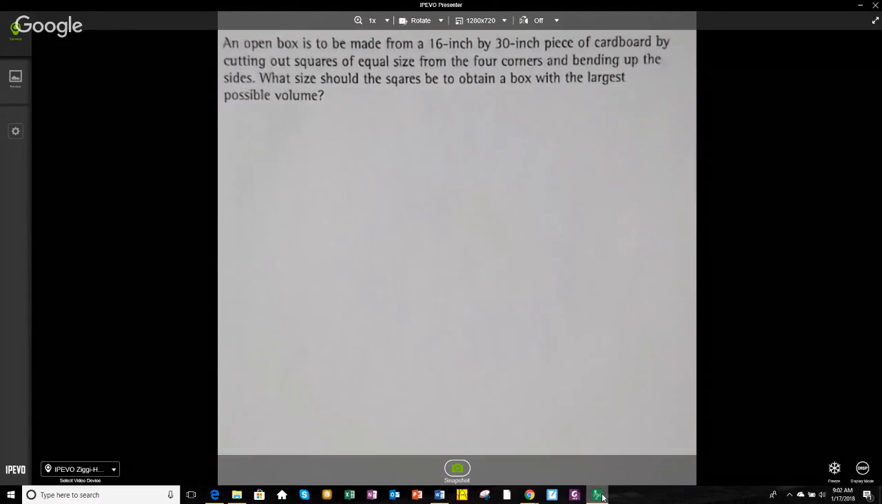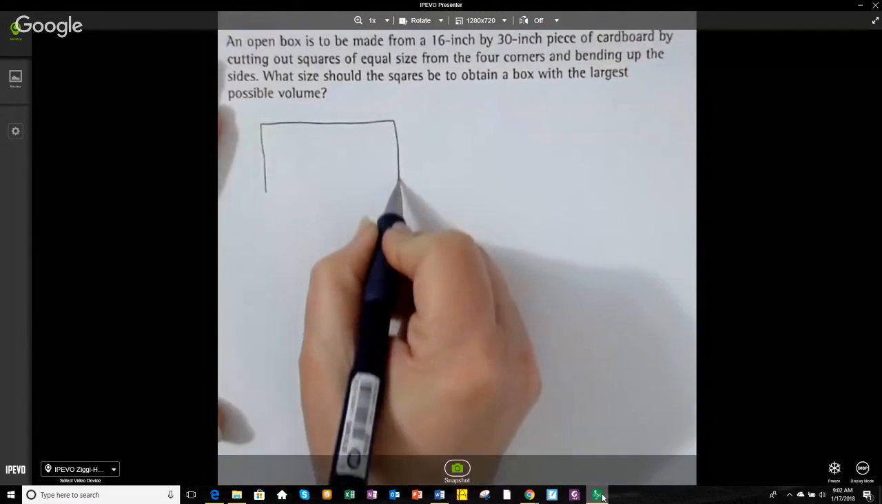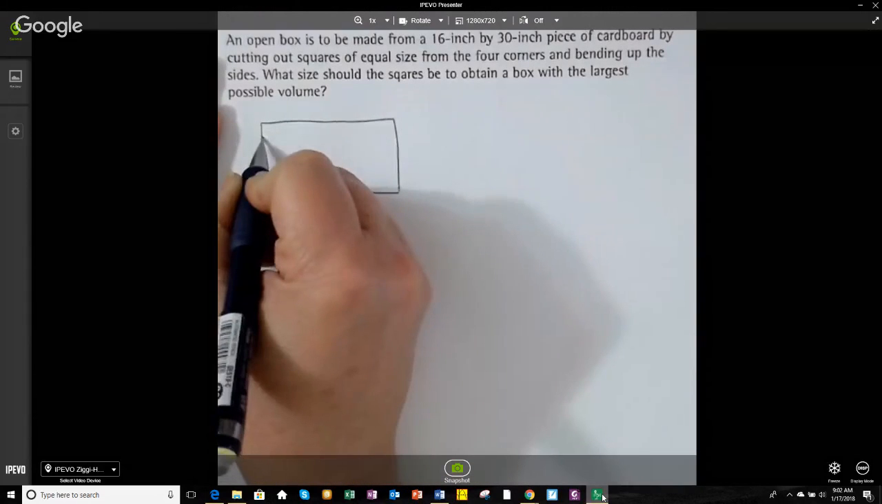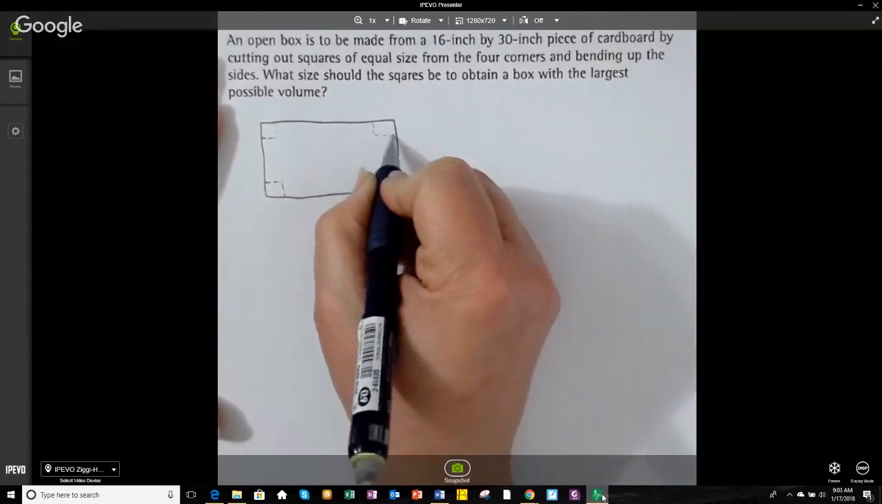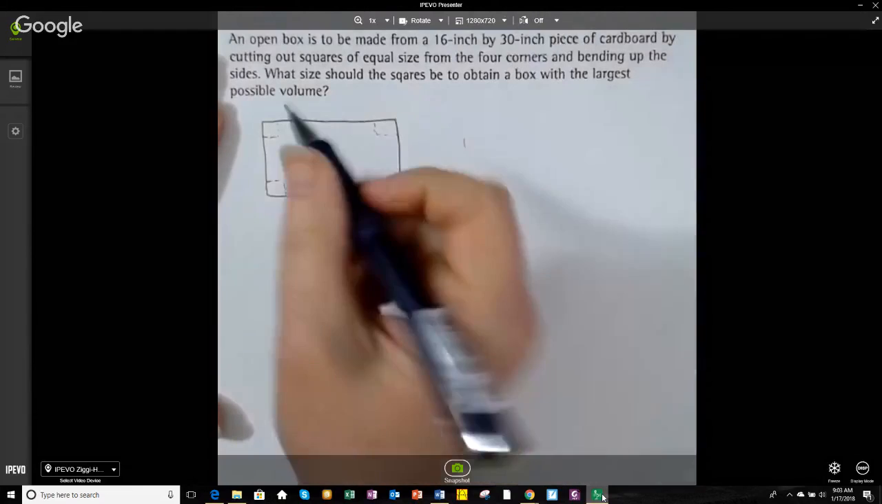And we're creating an open box from a 16-inch by 30-inch piece of cardboard by cutting out squares of equal sides from the 4 corners. So let's draw a picture here. Here's my rectangle, and here are my corners that are all going to be the same. And since we don't know what size we want them to be, we're going to call them X.